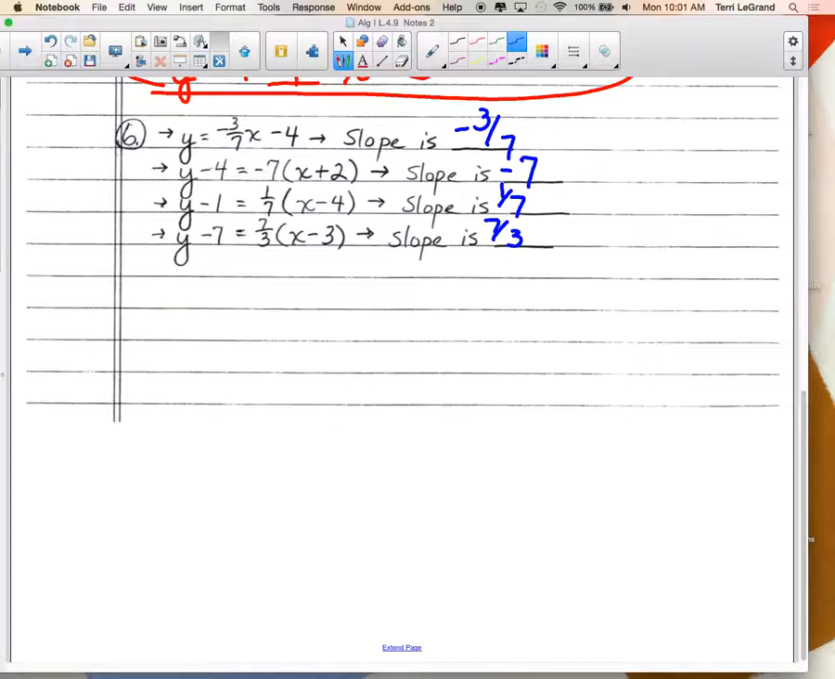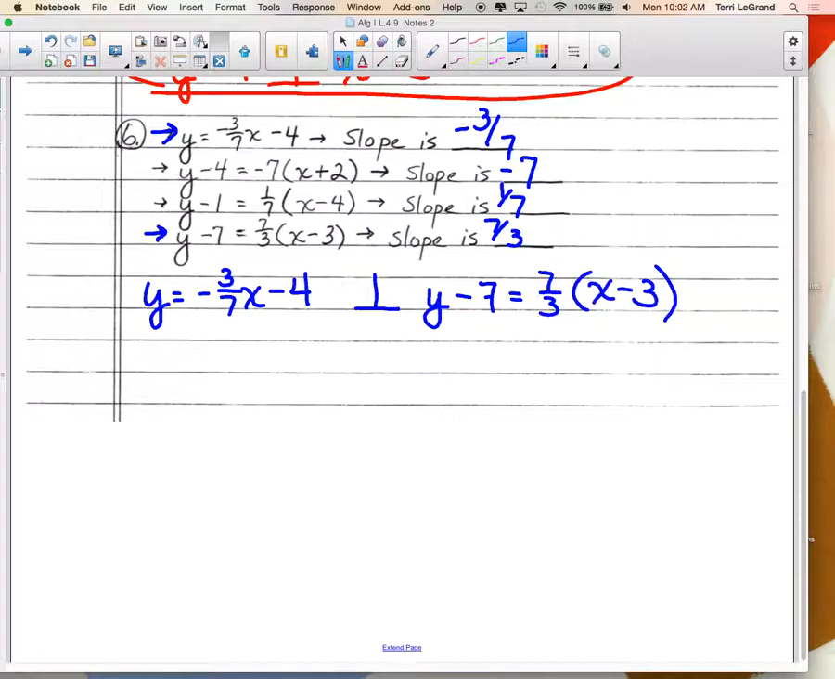Okay, how do we determine which ones are perpendicular again? What do the slopes have to be? One has to be negative, the other has to be positive, and when you ignore the signs, what relationship do they have to have? Reciprocals. Okay, do we have any opposite reciprocals up there right now? Yes. Which ones? 1 and 4. So the -3/7 you're saying, and the 7/3? So 7/3 is the reciprocal of 3/7, and one is negative and the other is positive? Okay, then we're gonna say that y equals -3/7 x subtract 4 is perpendicular to y subtract 7 equals 7/3 times x minus 3. And 2 and 3.